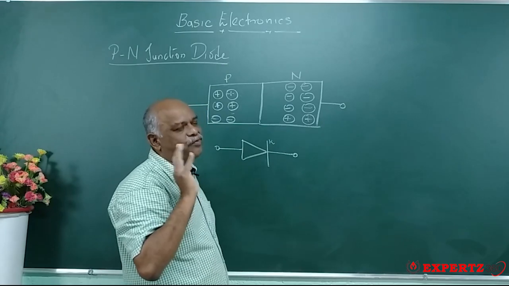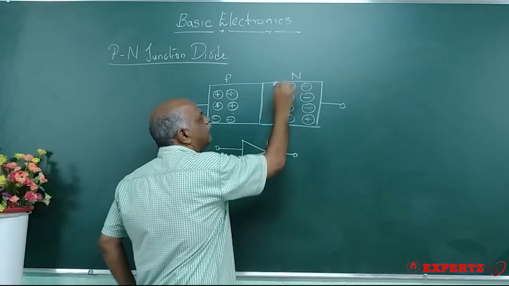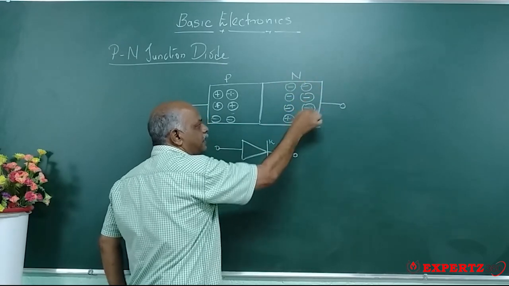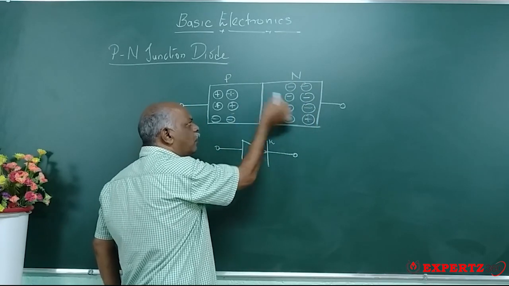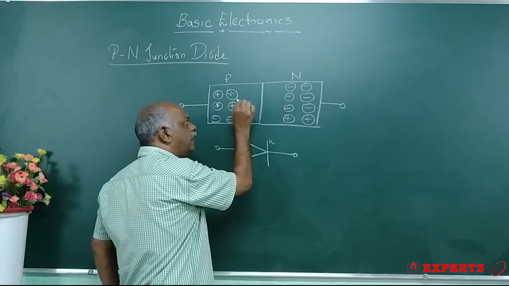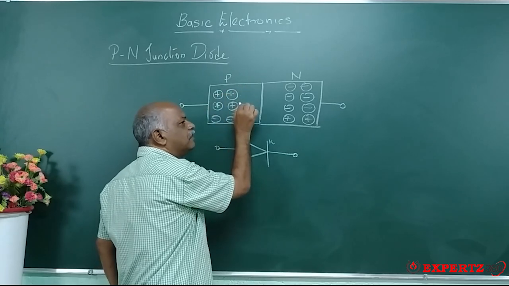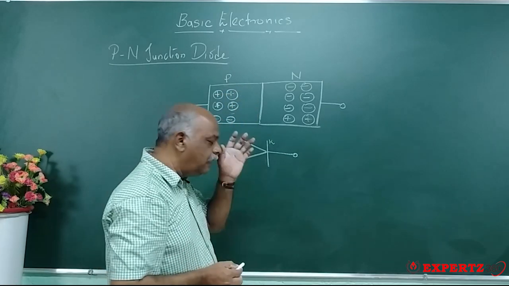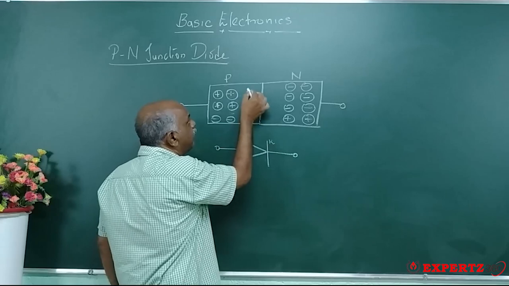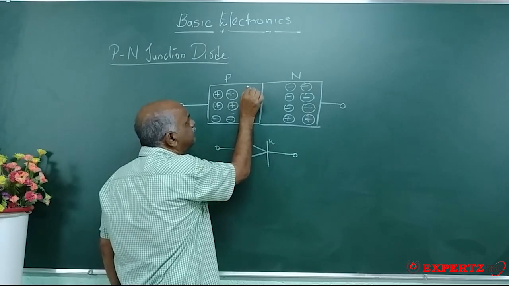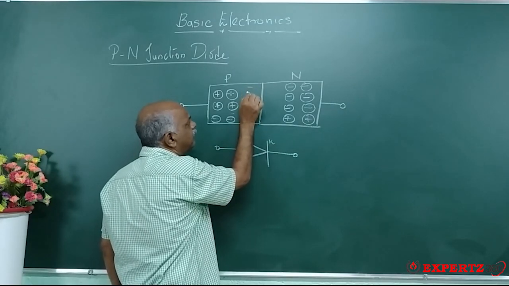Now, there will be some excess electrons. The electrons from the N-type material diffuse into the P-type material, and there is no hole to combine with. So they are excess, and these excess electrons get accumulated near the junction in the P substrate.